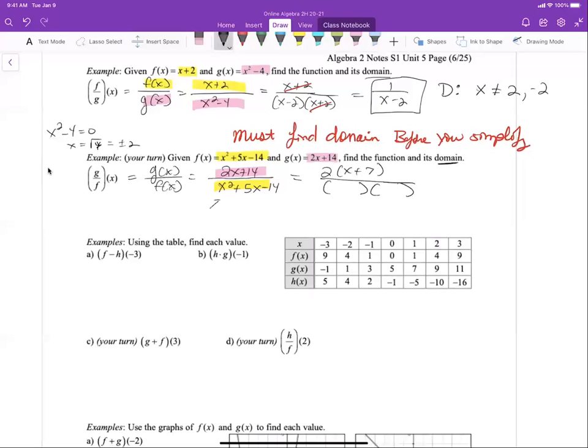Or I could set this whole thing equal to 0, which you would eventually have to factor. So you're kind of doing both at the same time. Got to find two numbers that multiply to -14 that add to positive 5, and that will give me a 7 and a -2. And now I must figure out my domain. So I know that my domain, I cannot have 0 in the denominator. So x cannot equal -7 and +2.